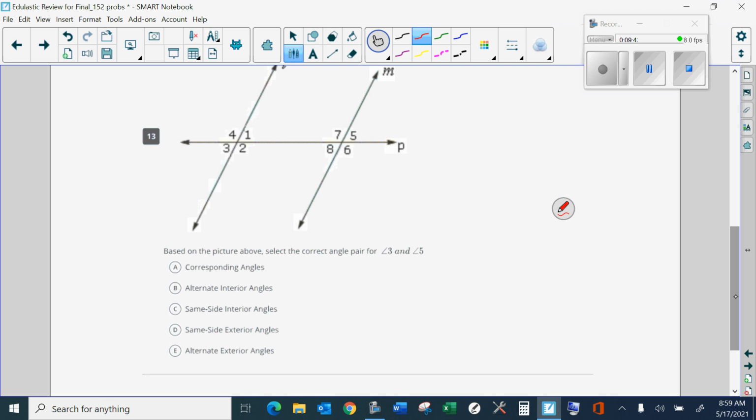Select the correct angle pair for 3 and 5. 3 and 5 are called alternate exterior angles.